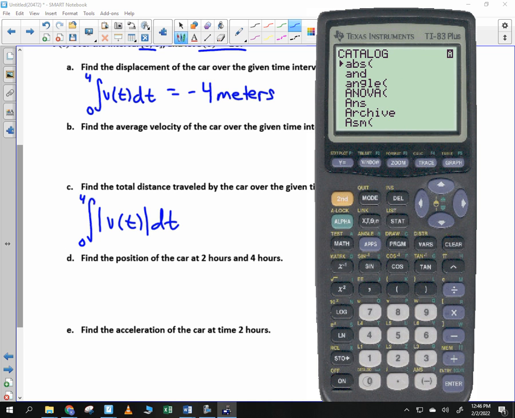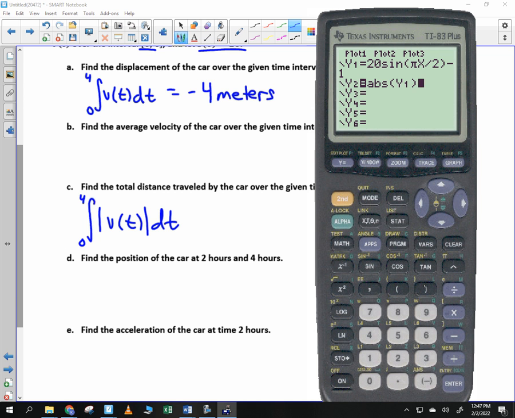I go second catalog, and I press enter on ABS. It's not analog braking system. And then I grab Y1. Here's where I grab Y1. I press vars for variables, and I go over to Y variables, and I press enter on function because we're working with our functions. We're not in parametric mode or polar mode. We're in function mode right now. So I grab the Y1, and there I have it. Okay, so I have that.